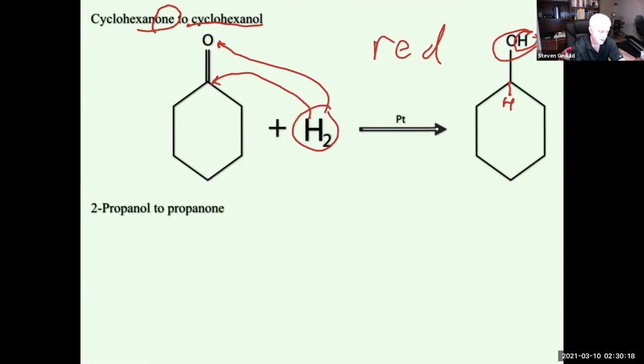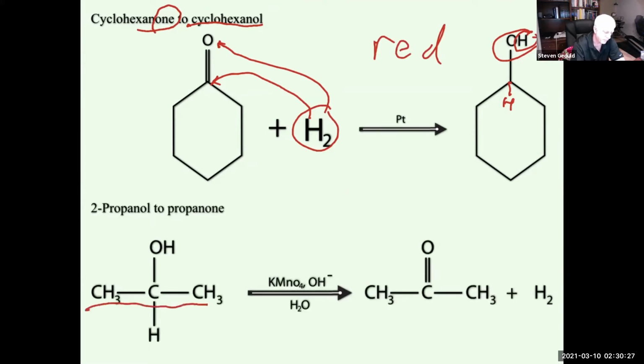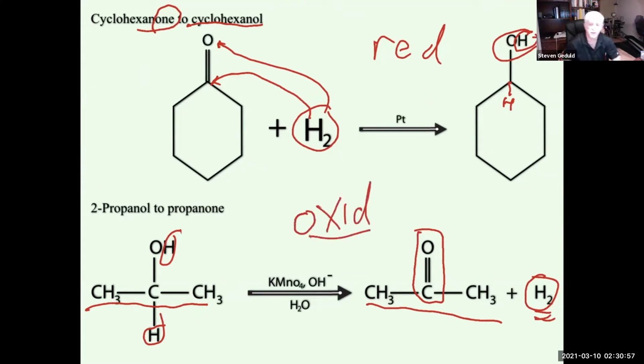Propanol to propanone. We had an alcohol to a ketone this time. So here's 2-propanol and 2-propanone, or propanone. And you've released hydrogen. So we've lost hydrogen because we took hydrogen from here, and that's formed this H2. And we've increased our bonds to oxygen. So we've increased oxygen and we've lost hydrogen. So what's that, oxidation or reduction? That's oxidation. We've lost hydrogen.